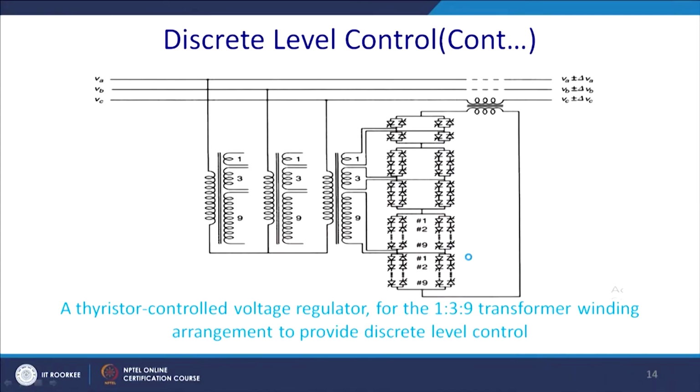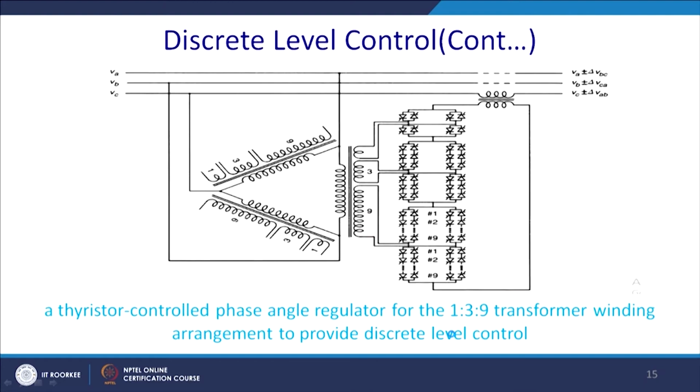So, the total circuit is shown here for phase 3. You can inject different kinds of voltage in phase with delta V. So, that can be this, that can be this, or that can be this. This is the beauty of the discrete level transformer with 27 steps. The thyristor control voltage regulator with 1, 3 and 9 transformer winding arrangement provides 27 discrete level steps.